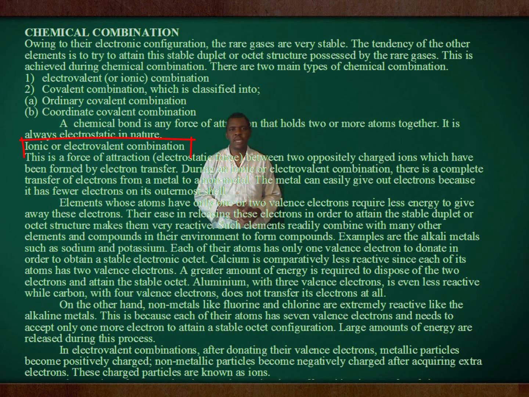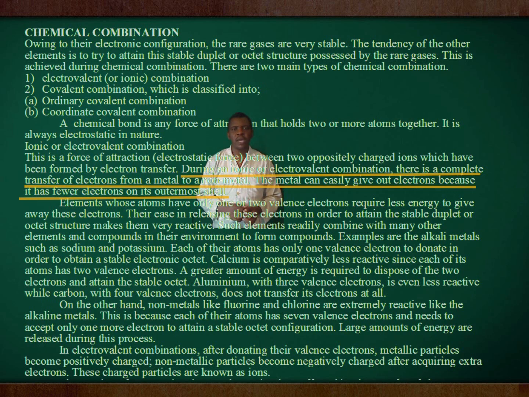Ionic or electrovalent combination. This is a force of attraction, that is, electrostatic force, between two oppositely charged ions, which have been formed by electron transfer. During an ionic or electrovalent combination, there is a complete transfer of electrons from a metal to a non-metal. The metal can easily give out electrons because it has fewer electrons in its outermost shell.